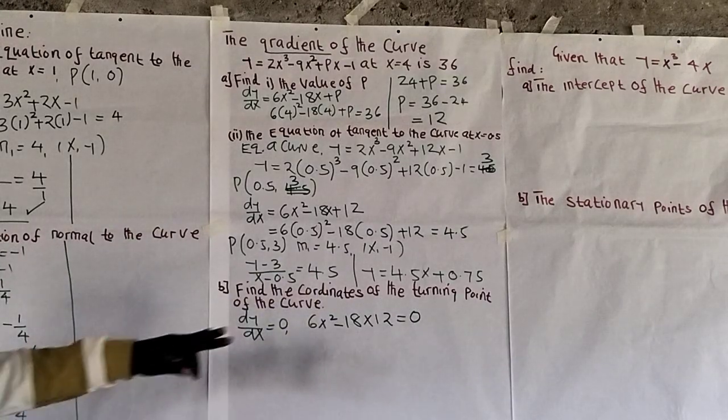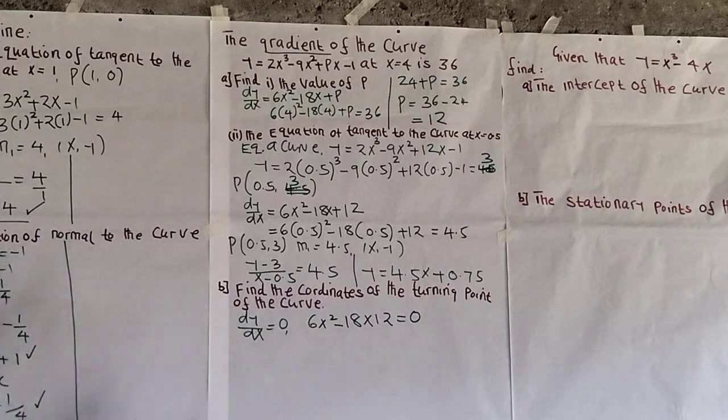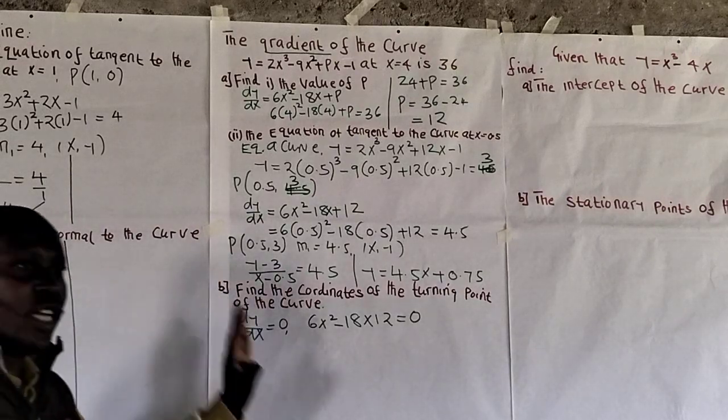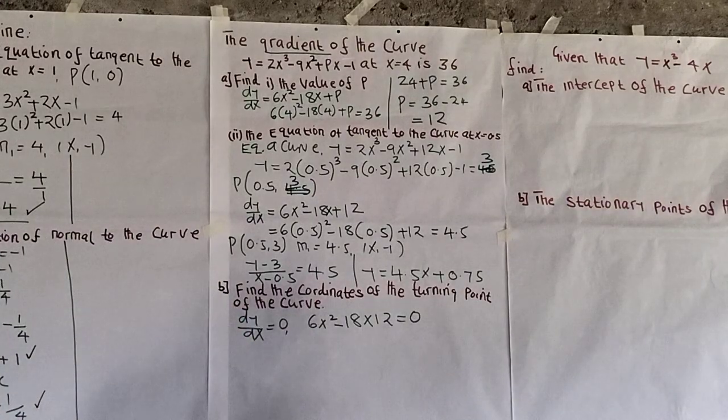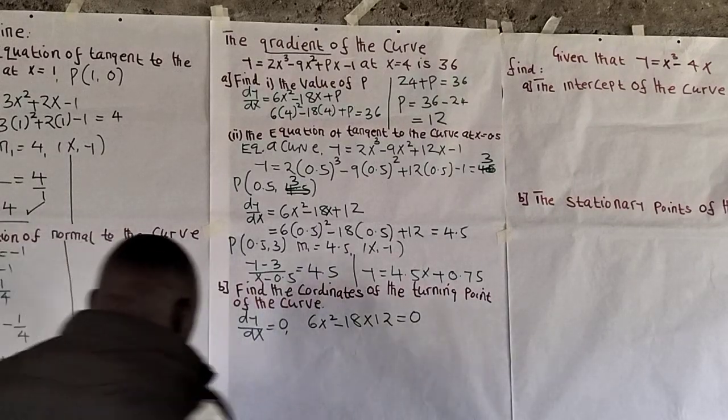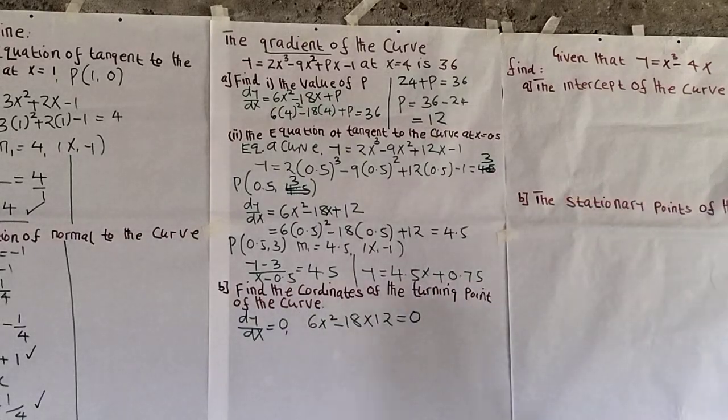So from here, we form a quadratic equation. In that quadratic equation, there are 3 methods of solving a quadratic equation. You either use the completing the square method, or you can use the KCSE method, that is the product-sum and factor method, or you can use the quadratic formula to get the value of x.